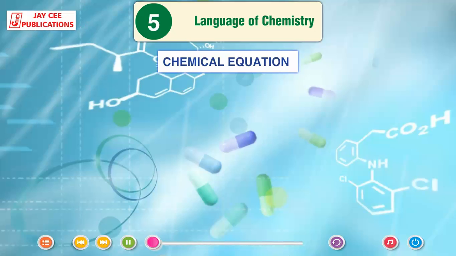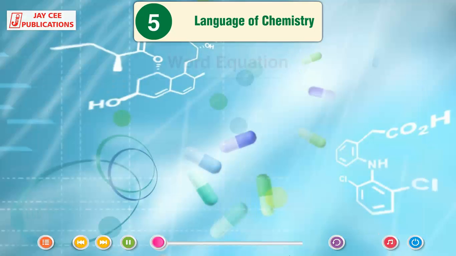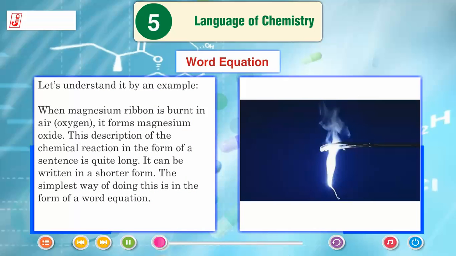Chemical equation. A chemical equation is the symbolic representation of a chemical reaction using the symbols and the formulae of the substances involved in the reaction. In other words, a chemical reaction can be represented in the form of a chemical equation. Let us understand it by an example. When magnesium ribbon is burnt in air or oxygen, it forms magnesium oxide. This description of the chemical reaction in the form of a sentence is quite long. It can be written in a shorter form.